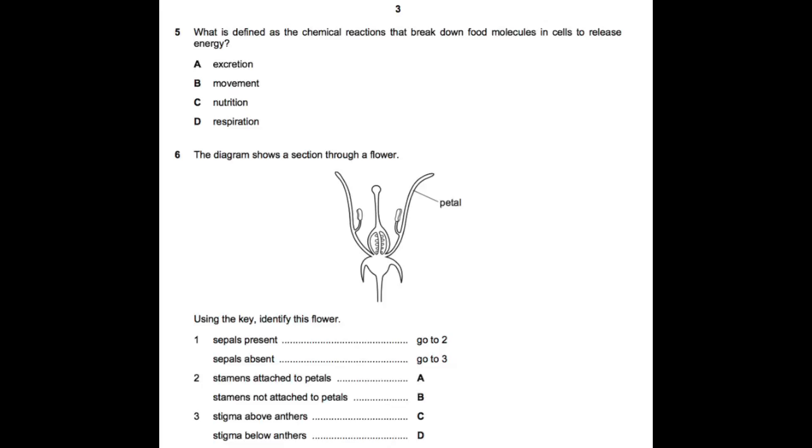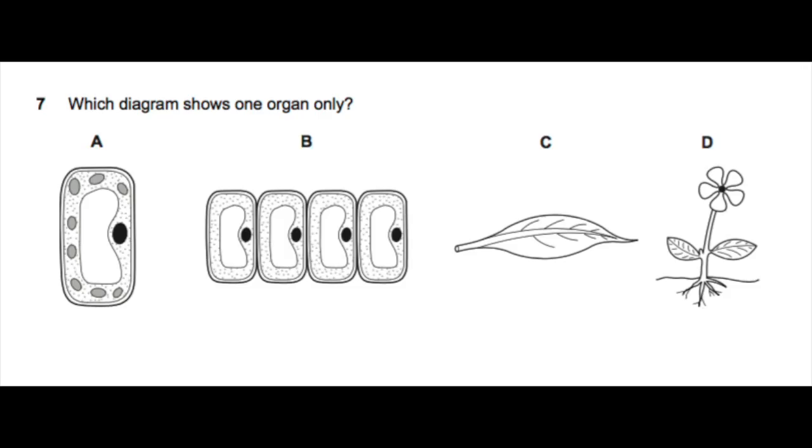Question 6. The diagram shows a section through a flower. Using the key, identify this flower. Number 1, sepals are present, or are they absent? In this diagram, it is shown that the sepals definitely are present, so go straight to 2. Now, stamens attached to petals or stamens not attached to petals. The petals are already identified in this diagram, so all you have to do is see if the stamens are attached, and they are. So, stamens are anthers and filament. Sepals protect during the budding stage, and petals attract insects for pollination. The answer is A.